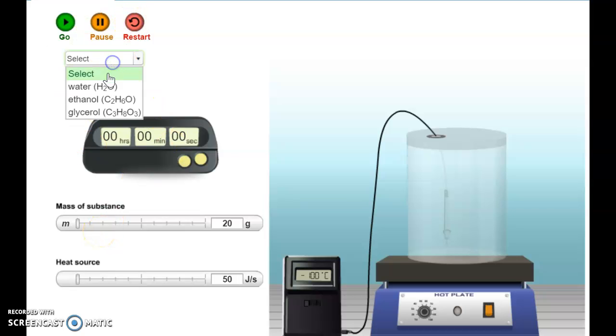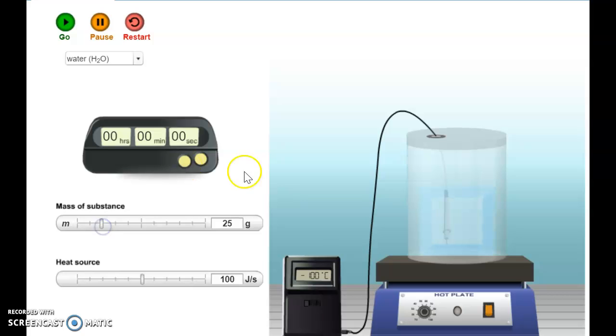We're going to hit restart, select water, put our heat source over to 100 joules per second. So it's the same as the first one. And maybe put our mass to 25. So again, 0 and negative 100 degrees Celsius. All right, so at 2 minutes and 47 seconds and 0 degrees, the ice begins to melt.